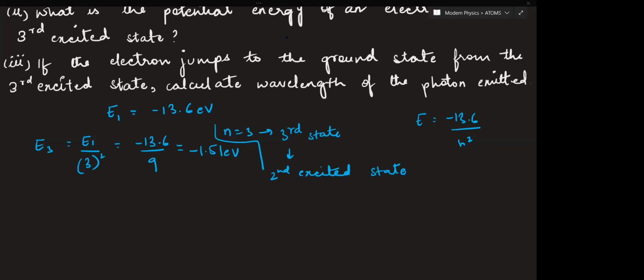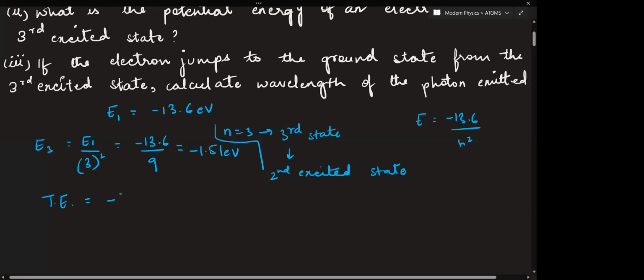Now see, this is the value of E3. So kinetic energy in the second excited state will be the negative of whatever is the energy at that state. If total energy is minus 1.51 electron volt, then kinetic energy is the negative of the total energy. This means minus 1.51 with a negative sign, that gives us plus 1.51 electron volt. This is for the first part. Understood?